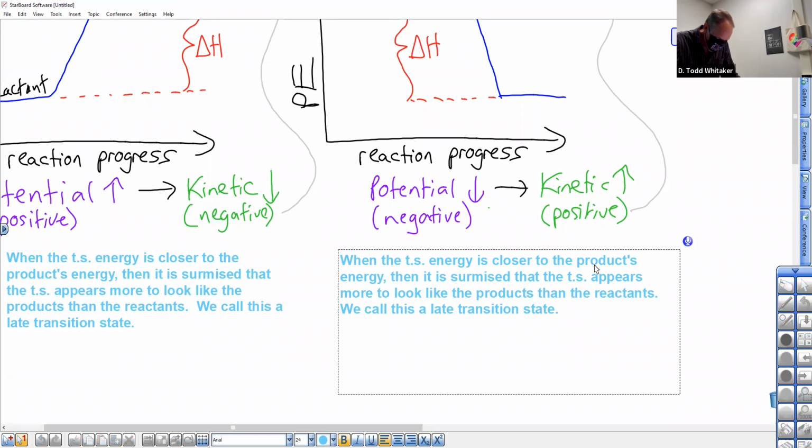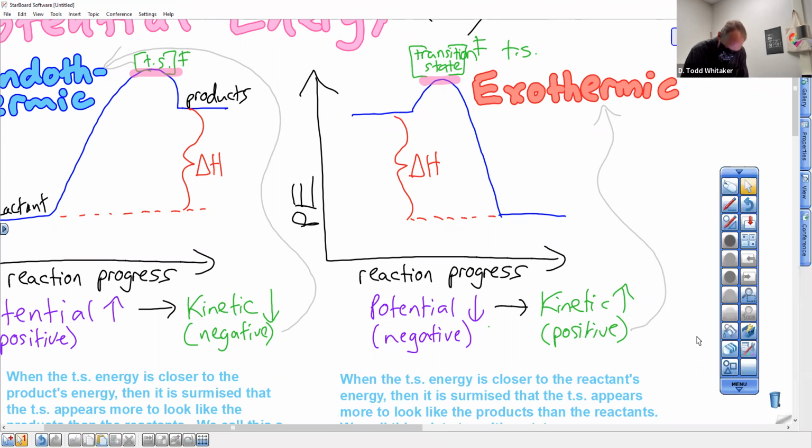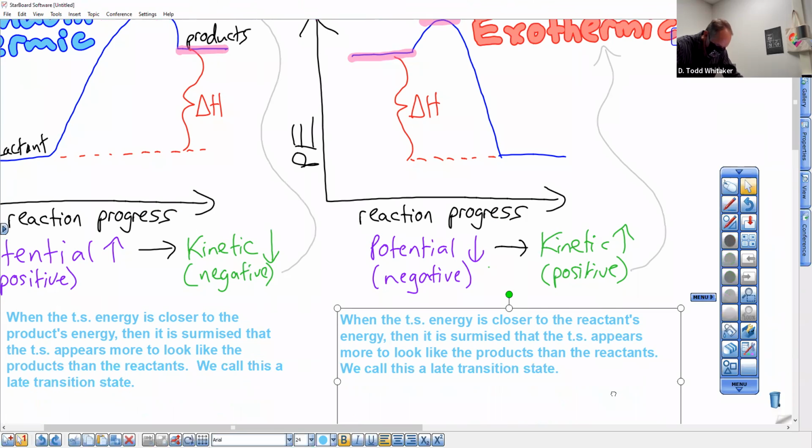When the TS energy is closer to the reactant energy, isn't that what's up on the diagram above, except the Q? Look, TS energy is closer to reactants energy. So whipping out the old highlighter. Closer to products, we made the statement below. Closer to reactants, we're about to make the statement. We're editing it right now. Reactants energy, then it is surmised that the TS appears more to look like the reactants.